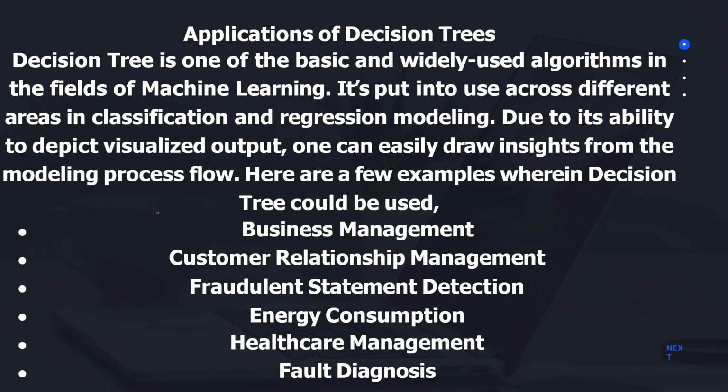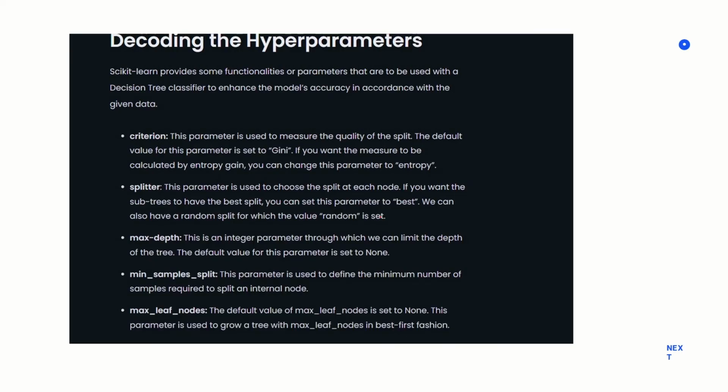real world scenarios, and it can be used in business management. It can be used in customer relation management, fraud statement detection, energy consumption, healthcare management, and fault diagnosis. So these are some of the examples being illustrated here for decision tree in real life scenarios.